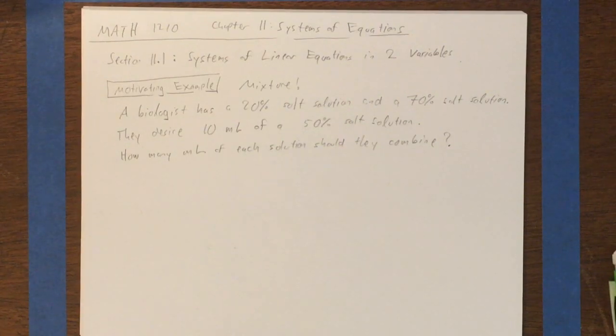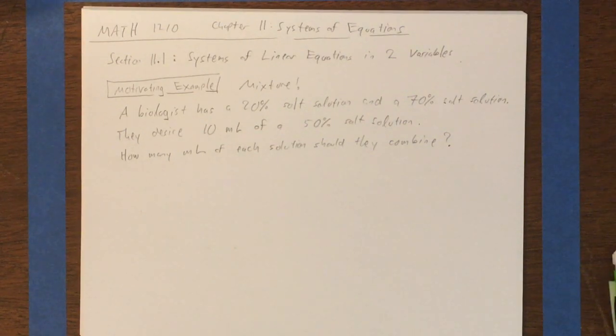So the idea here now is instead of having a single equation with two variables and trying to graph it, finding points on the graph, i.e. solutions to that equation, we're going to have two equations with two variables and try to find solutions that satisfy both equations at the same time, which is a little bit harder to do. We'll also be looking at three equations with three variables. And in general, you could have any number of equations with any number of variables.